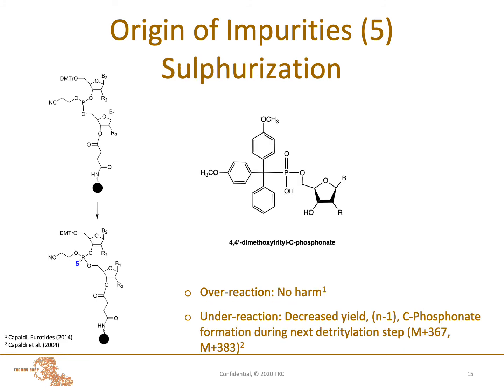Sulfurization, same thing. It's an oxidation reaction with the sulfur. This is the structure of the 4,4-dimethoxytrityl C-phosphonate impurity. The cyanoethyl group of the oligonucleotide is replaced by the DMT group, and the oligonucleotide extends here and here as normal, and that gives a mass of 367 or 383 respectively, depending on whether it's a phosphodiester or phosphorothioate.